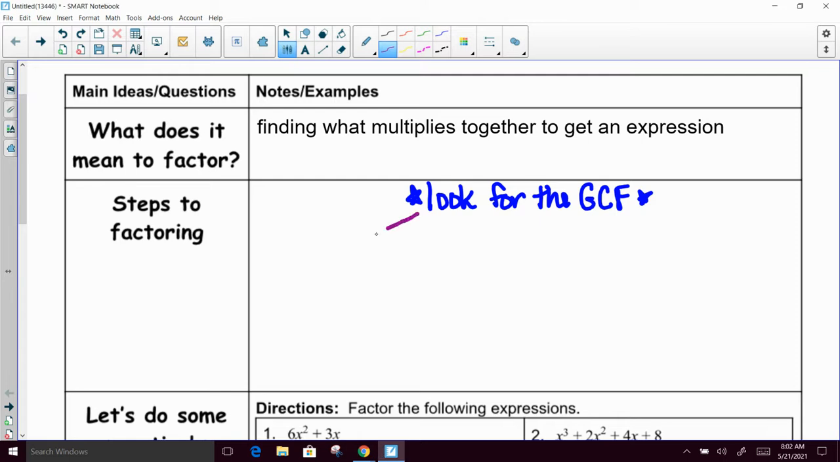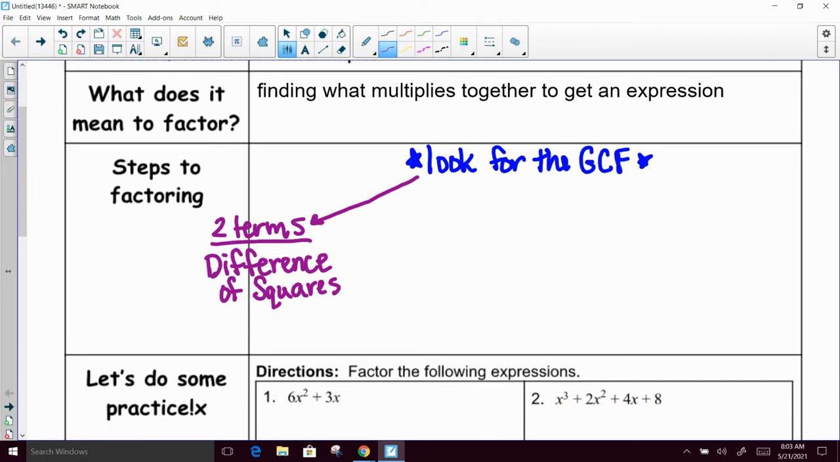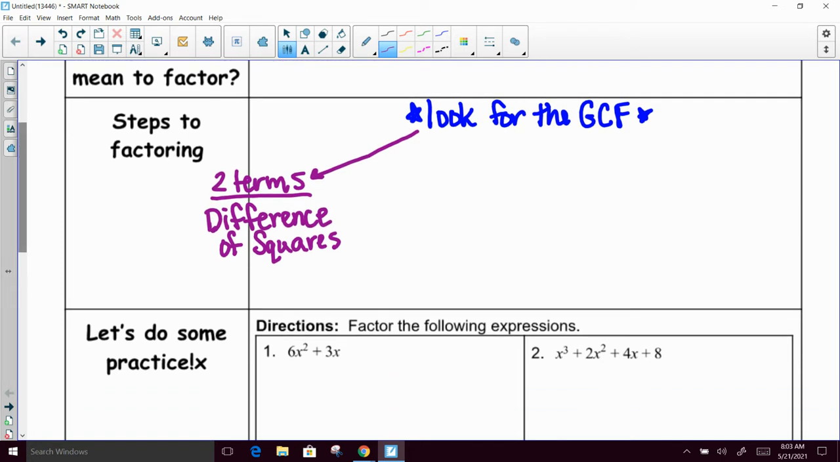Then, if there are two terms, we can possibly factor by difference of squares. So if there are two terms, we ask ourselves, can we factor by the difference of squares? As I go through this chart, we're going to do some problems below. And I should have done problem 1 after we said look for the GCF. So let's do number 1.